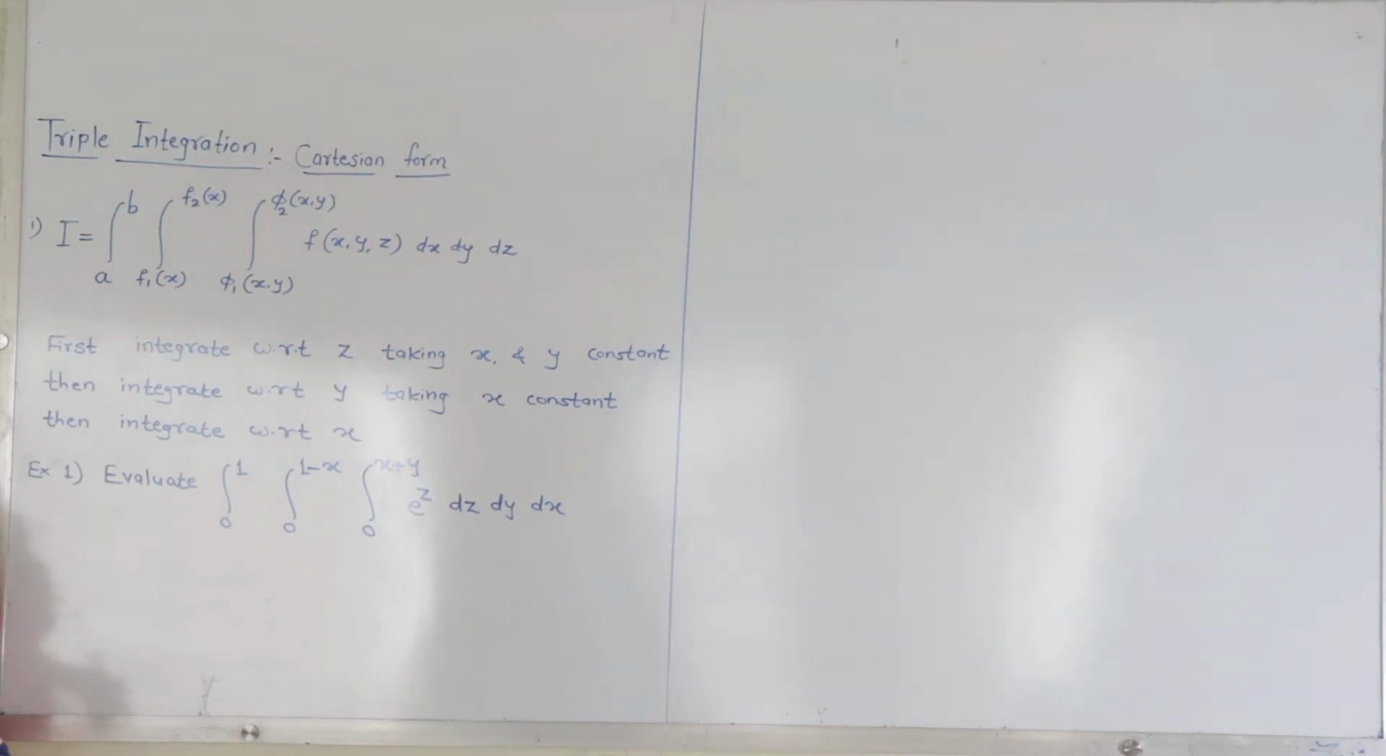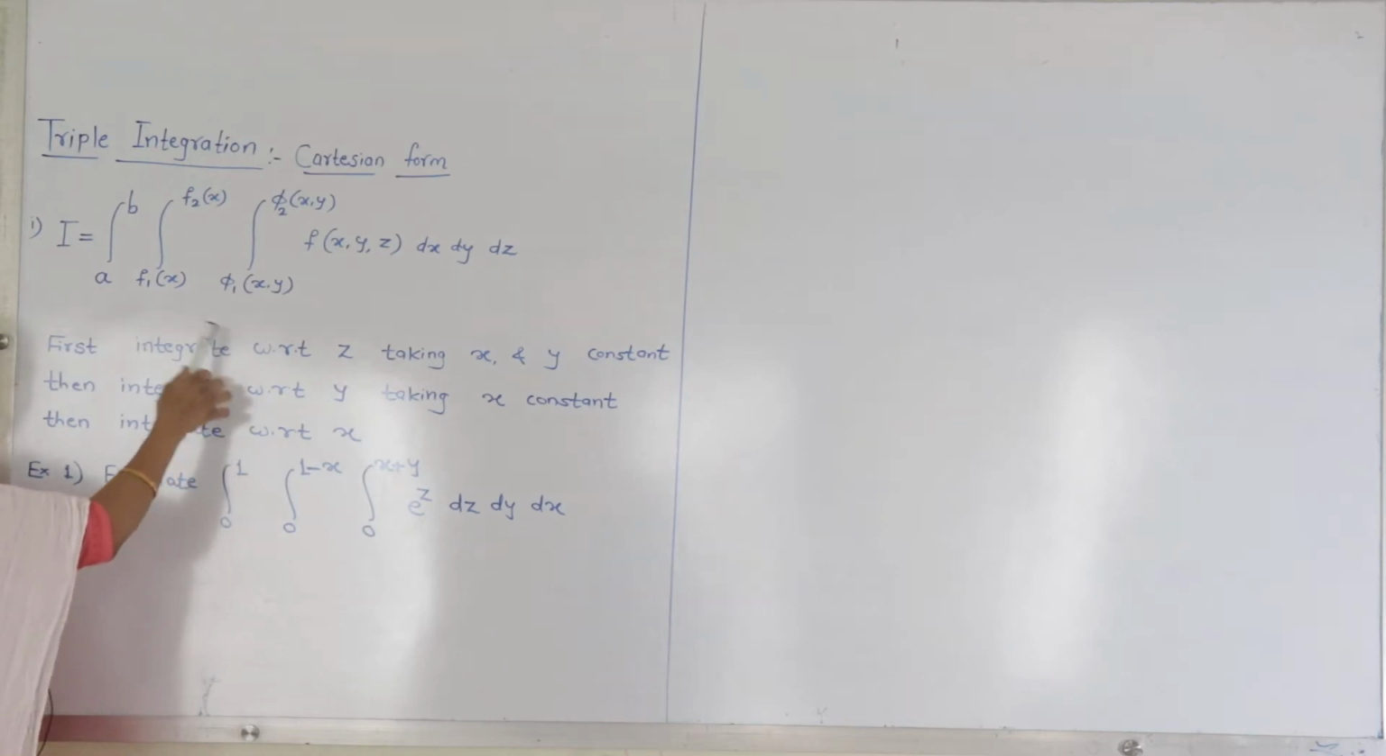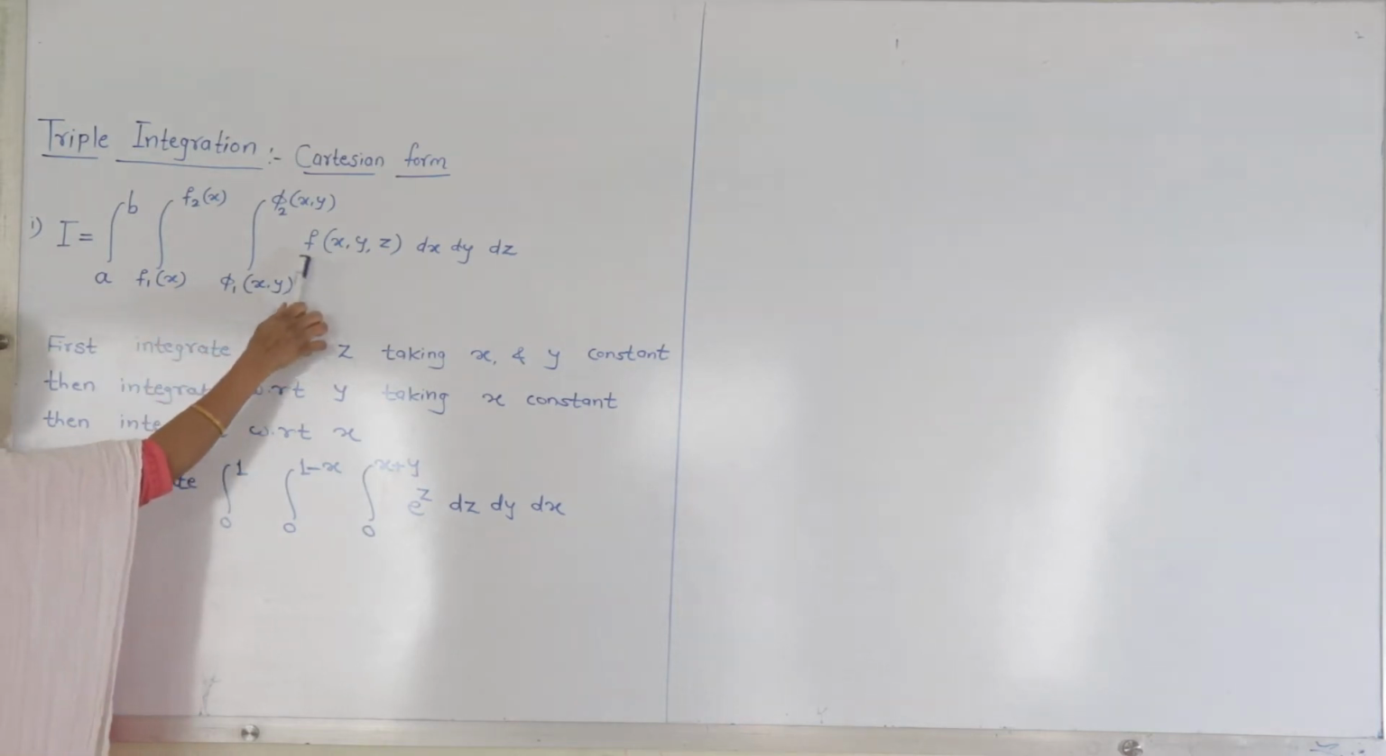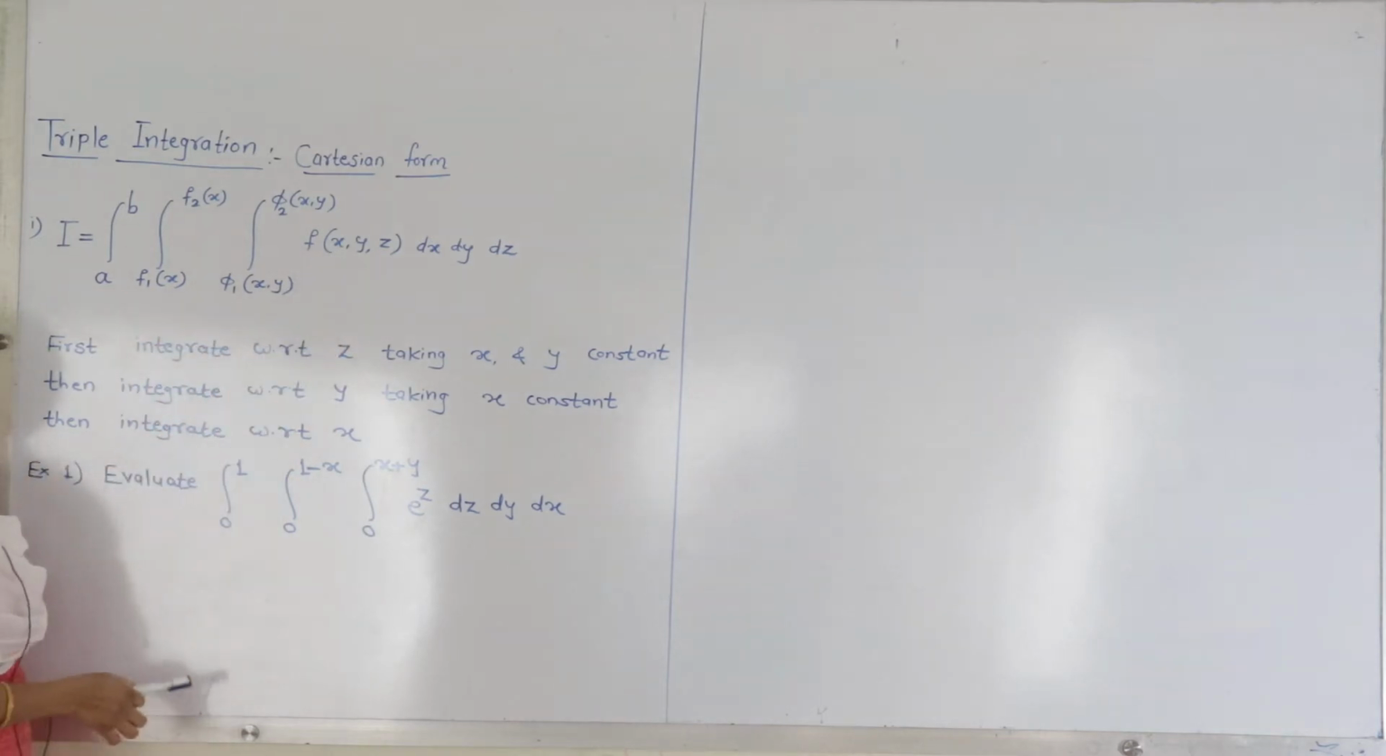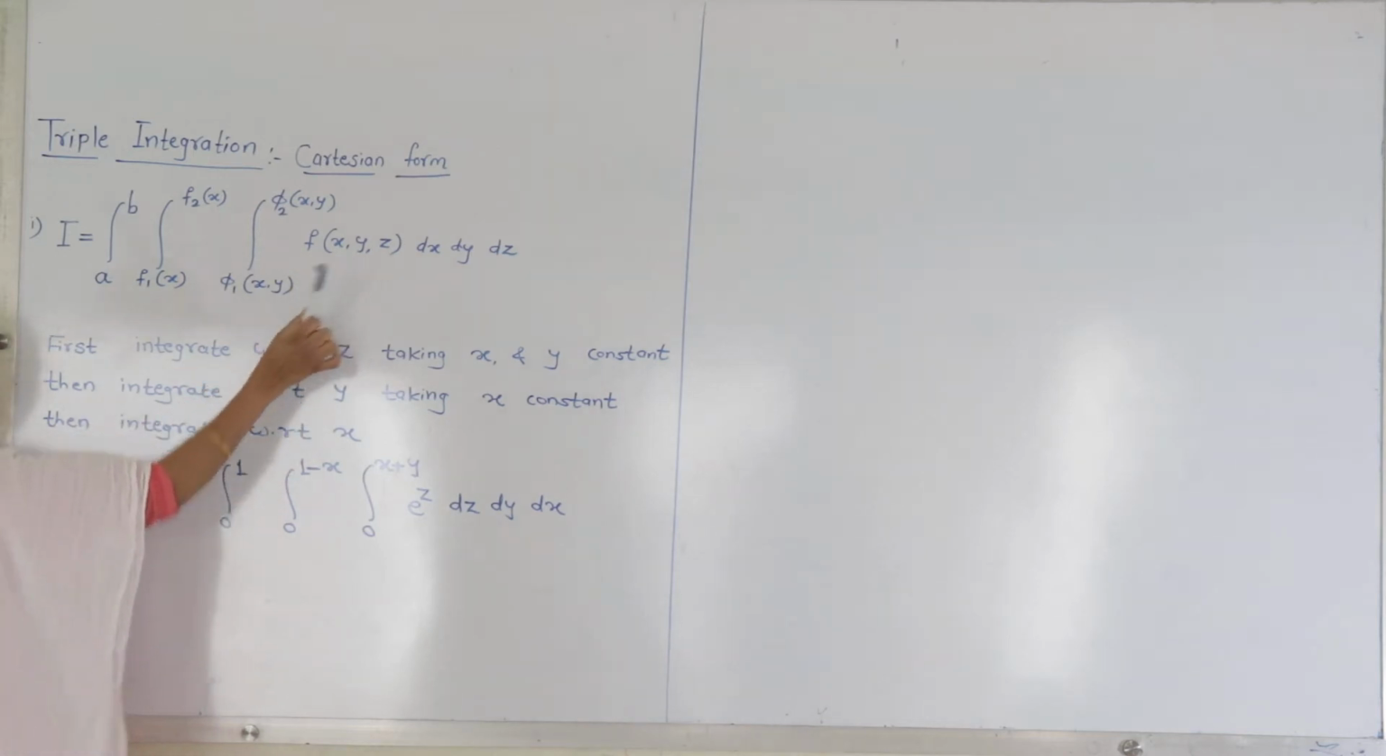Our next topic is triple integration. The first type is Cartesian form. In the integration, the function is in terms of three variables, that is f of x, y, z.